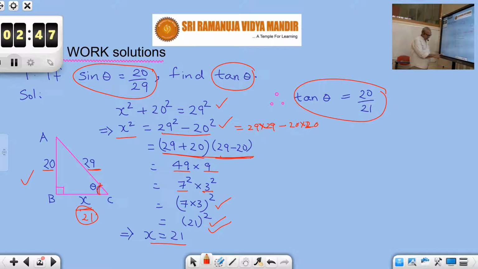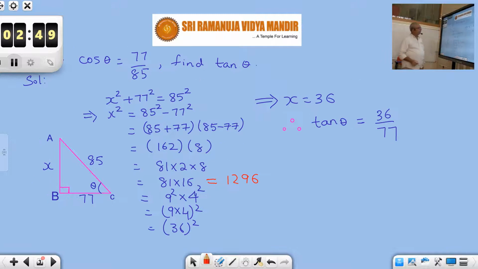So let us consider another example. Cos theta is given, find tan theta. Cos theta is what? Adjacent side by hypotenuse. So in the diagram for theta I have taken the adjacent side as 77, the hypotenuse as 85. So let the opposite side be x. So now consider the Pythagoras theorem. X square plus 77 square is equal to 85 square here. So x square is equal to 85 square minus 77 square.